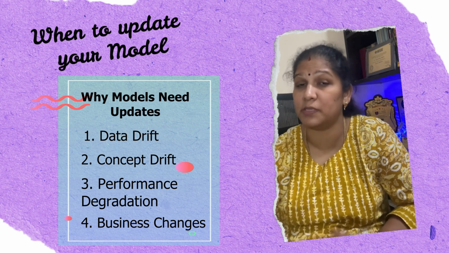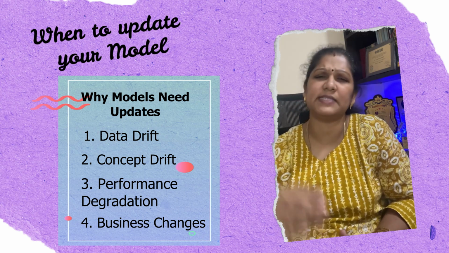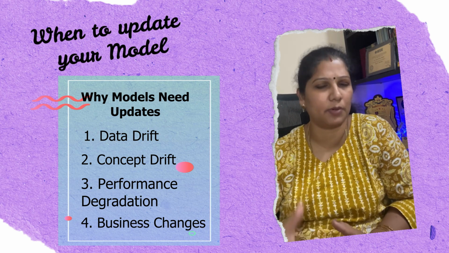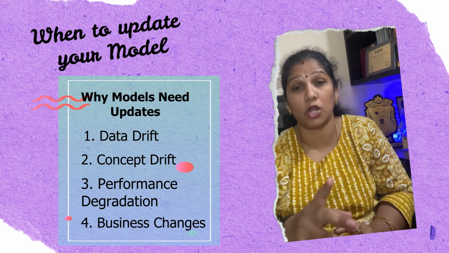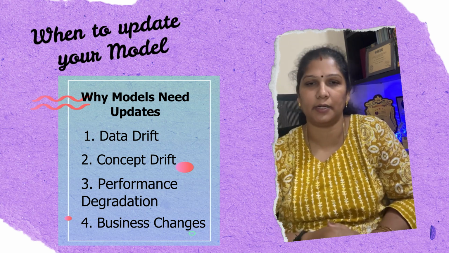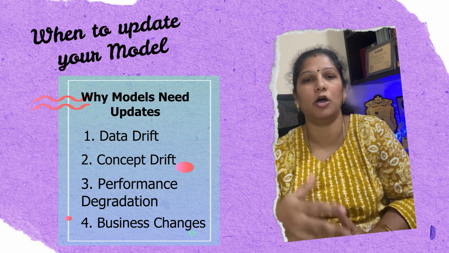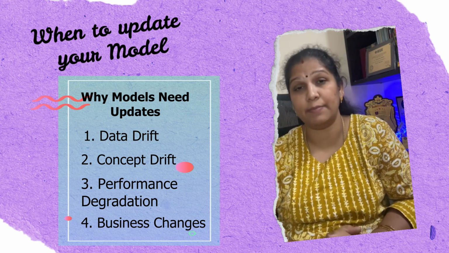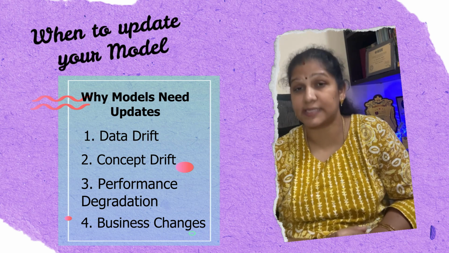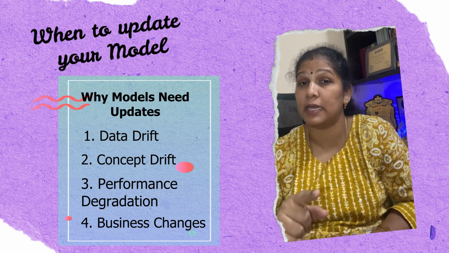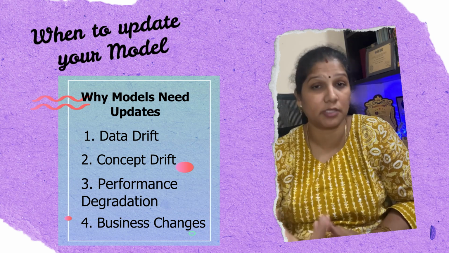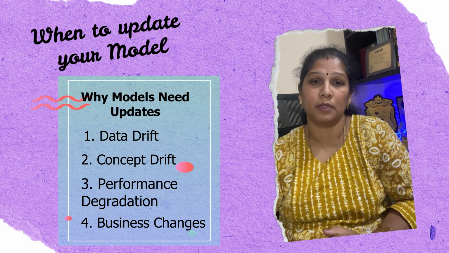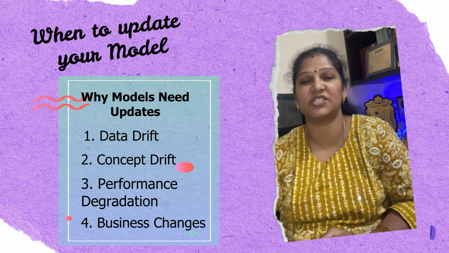And next, performance degradation. As models age, their performance can degrade if they are not regularly updated to account for new data or changing conditions. For instance, an email spam filter might start failing if it has not been retrained with new examples of spam messages.